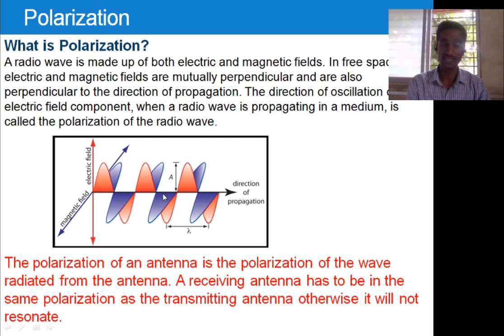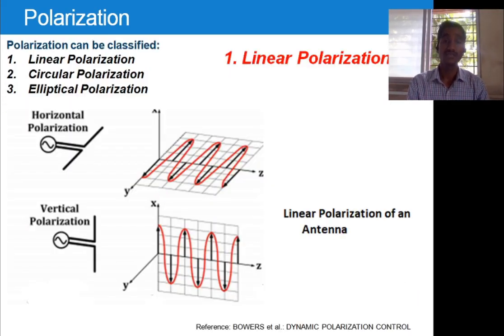And it depends on the electric field. There are three types of polarization. One is linear polarization, the second one is circular polarization, and the third one is elliptical polarization. So in this slide we are learning linear polarization. Linear polarization again has two types.